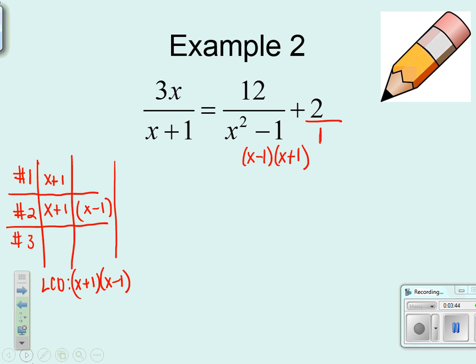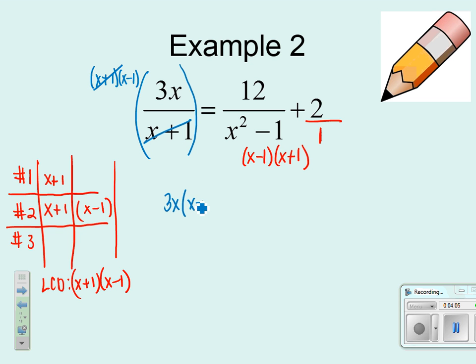Now what we're going to do is take every single one of those fractions and multiply it by the lowest common denominator. So we're going to multiply this guy by the lowest common denominator. What happens to the x plus 1's? They cancel. What do I have left? X minus 1 times 3x. So 3x times x minus 1. I can go ahead and multiply that through. That's 3x squared minus 3x.